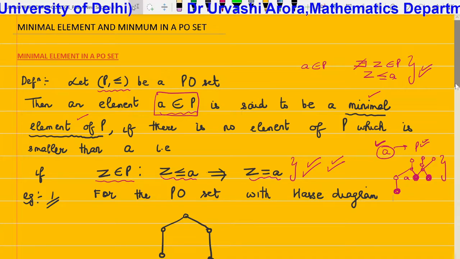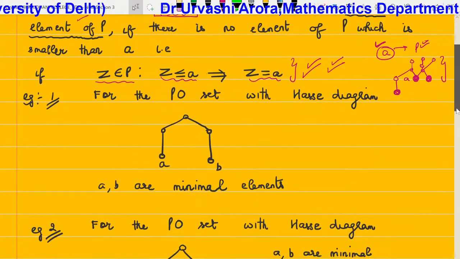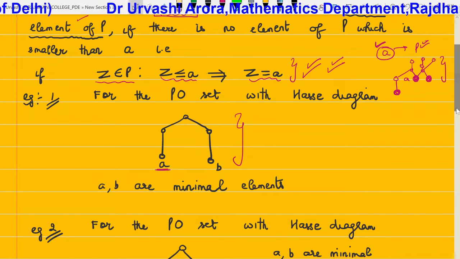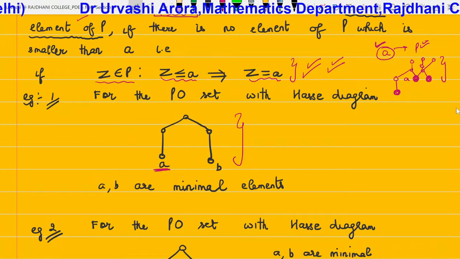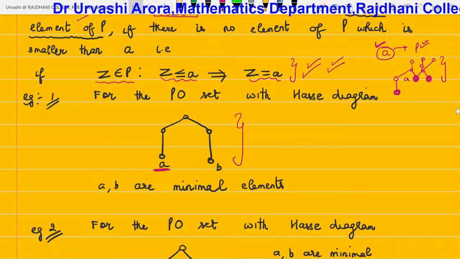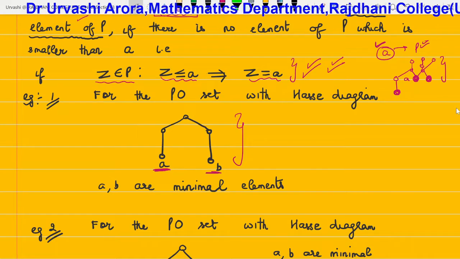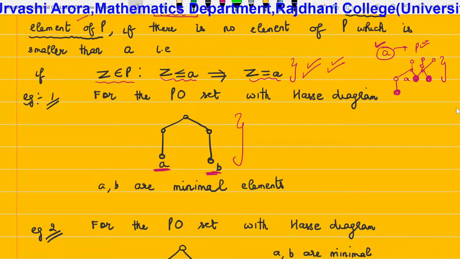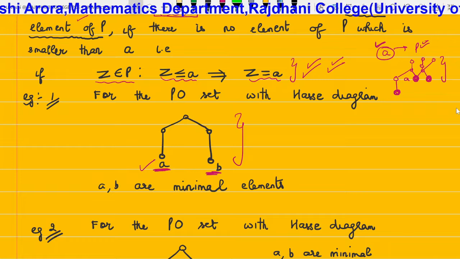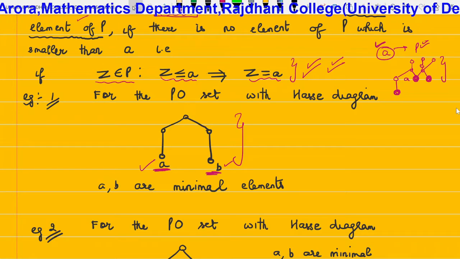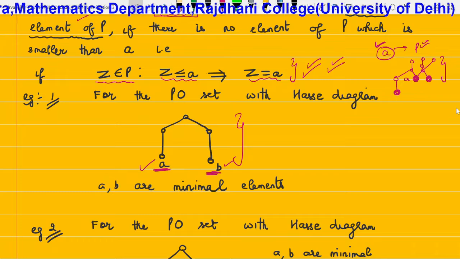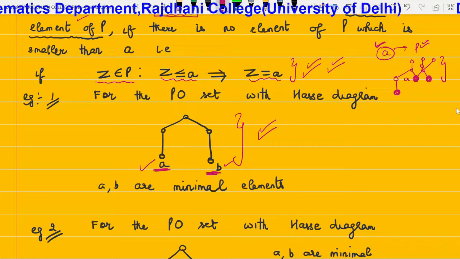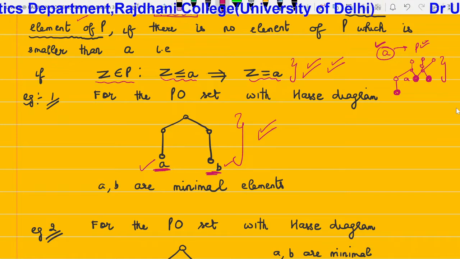Now coming to a few examples of minimal elements in PO sets. If we take a PO set whose Hasse diagram looks like this, then we can see that for this particular element A, there is no element which is lower than A, or smaller than A. So this is a minimal element. For the same reason, this particular element B is also a minimal element, because there is no element which is smaller than B. So these are the two minimal elements that we have in the PO set. This example also illustrates the fact that we can have PO sets with more than one minimal element, as it is happening in this case.